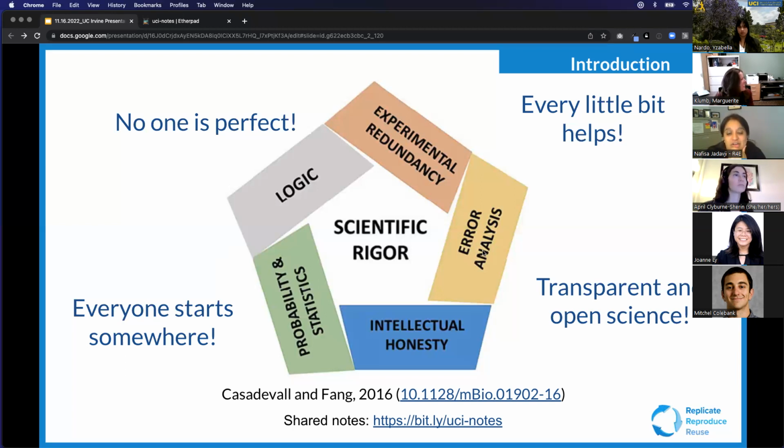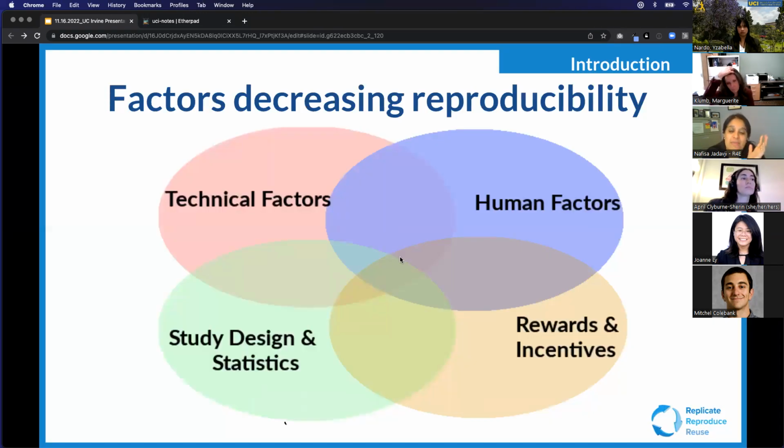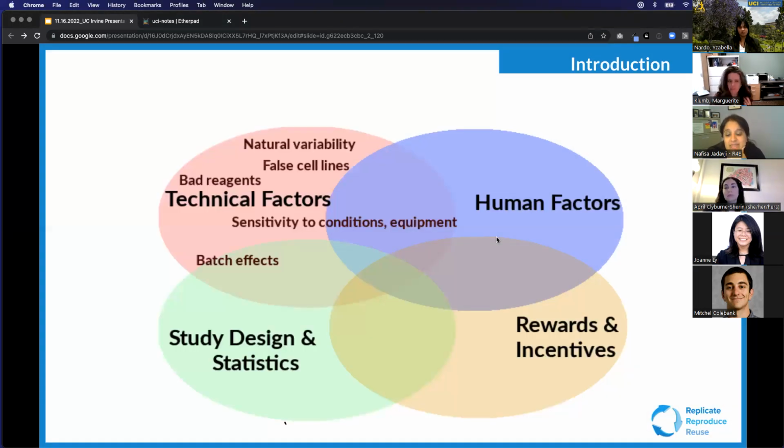Okay, so what factors are involved in reproducible science? There are a number of different factors. So next slide, in terms of how they impact reproducibility, we can see that there are some factors listed here that decrease reproducibility. There's things like technical factors, human factors, study design and statistics, as well as rewards and incentives. And you can see that they all overlap and they're all interconnected. If we go to the next slide, in terms of the technical factors, there are a number of different components to this area: bad reagents, false cell lines, batch effects, depending on your area of research.